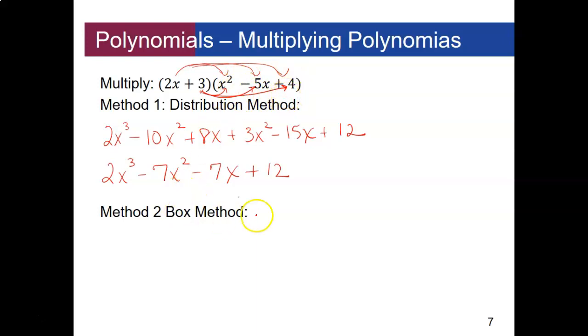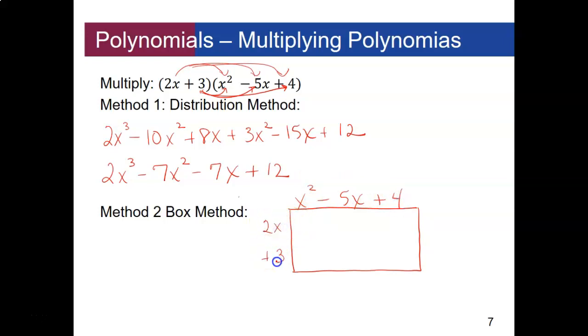Okay. So some of you may have seen this type of problem done with the box method. With the box method, you're going to draw a box here. Okay. And I like to write the longer one across the top. So I'm going to have x squared minus 5x plus 4. And then down the side, I'm going to put 2x plus 3. Okay, so I'm going to make it into a box here, like draw my boxes in. And now everything on the top side of a box and the side are going to get multiplied together.